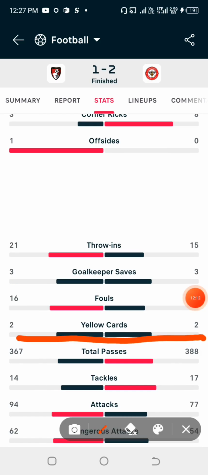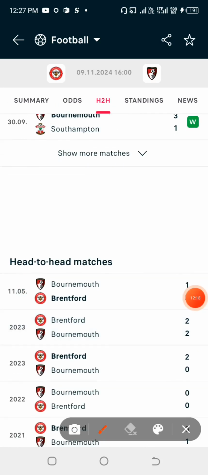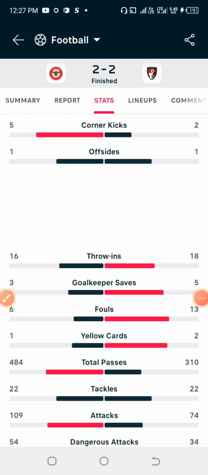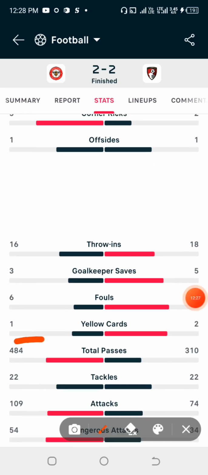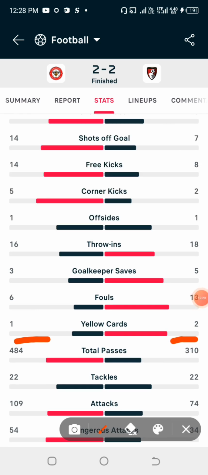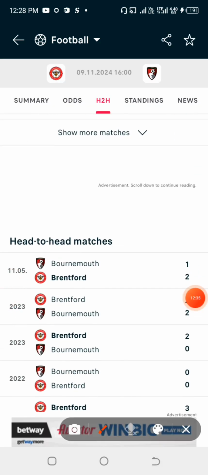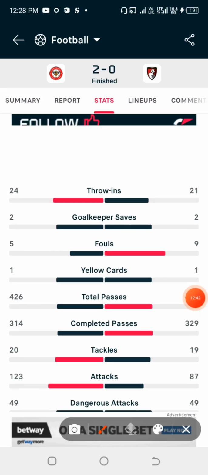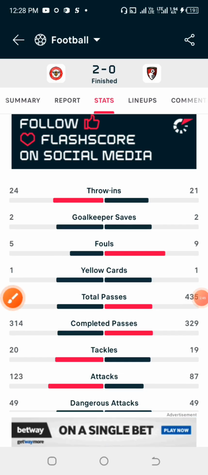So they had 4 yellow cards in total in this particular game. Alright, and let us check the next one. This particular match ended 2-2. Let's check the yellow cards there. Alright, so the total yellow cards they had there also happens to be just 3. Okay, so we check the third game. This game ended 2-0, Brentford winning. So they had just 2 yellow cards in total in this particular game also.